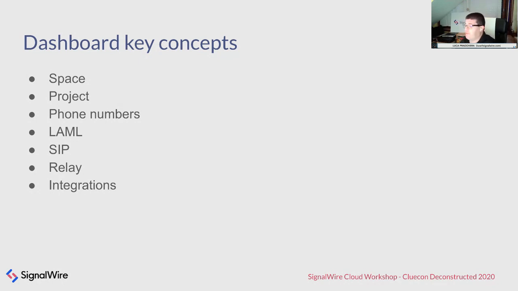Phone numbers are the IDs you can purchase for endpoint, voice, messages and fax services. LAML is the XML dialect we use to define call interactions. SIP is Session Initiation Protocol. Relay is our newfangled call control protocol, which we'll touch on just in passing, because this being a basic cloud workshop, I'd rather use the LAML interactions, because they're simpler.